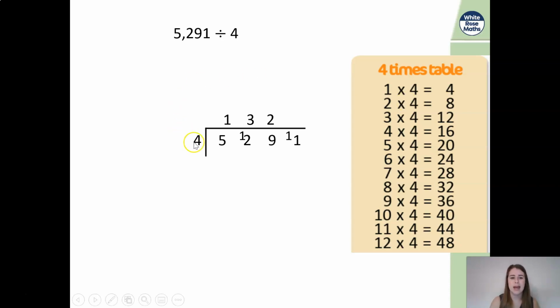Go back to the beginning. How many 4s can I get into 11? Well, I can get 4, I can get 8. Well, I can't get 12. So if I've got 4 and 8, I can get in 2. So my answer there is 2. And I have to think, how do I get from 8 to 11? Well, 8 to 11 is 9, 10, 11, so 3. Therefore, I have remainder 3.